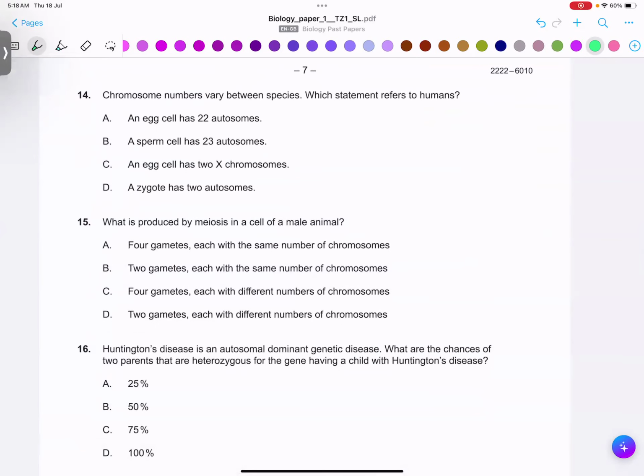Chromosome number varies between species. Which statement refers to humans? Okay, so we need humans, right? And we need to talk about chromosomes. An XL has 22 autosomes. So we do know that we have chromosomes, which are autosomes, and we have gametes, or the ones that determine one's sex. So 22 are autosomes and one is that. So this total is 23 chromosomes.